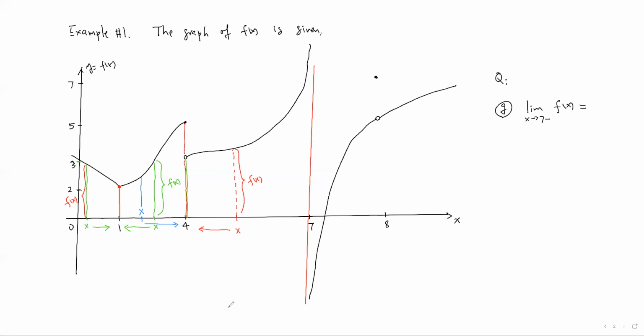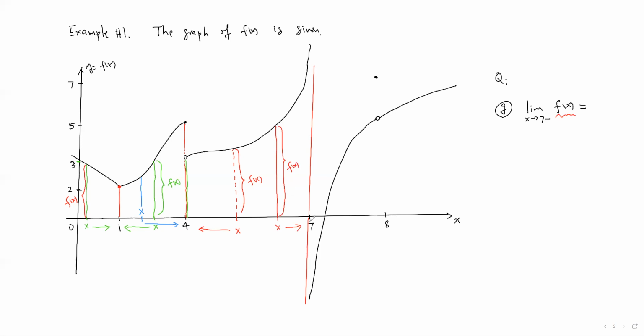Okay, now x approaches 7 from the left side. Let me pick a point, say pick x. Now x approaches 7 from the left side. Okay. The function is the height of the graph at the point x. So the function value f of x is this height. Yeah, this is f of x.